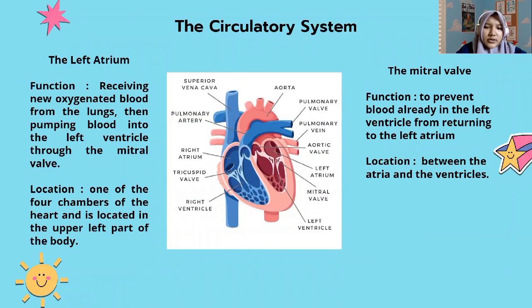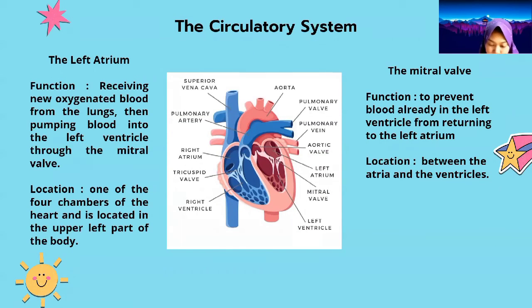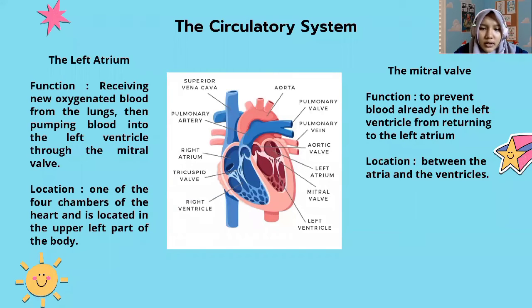The last part is the left atrium and the mitral valve by me. So, the left atrium is one of the four chambers of the heart and is located in the upper left part of the body. The left atrium is in charge of receiving newly oxygenated blood from the lungs, then pumping blood into the left ventricle through the mitral valve. So, the function of the left atrium is receiving newly oxygenated blood from the lungs, then pumping blood into the left ventricle through the mitral valve. The location is the upper left part of the body. Next, the mitral valve.